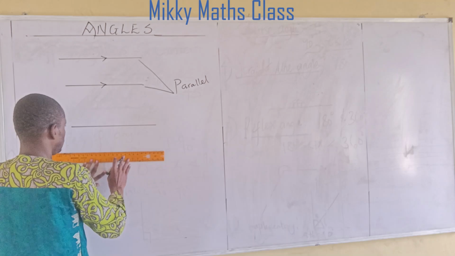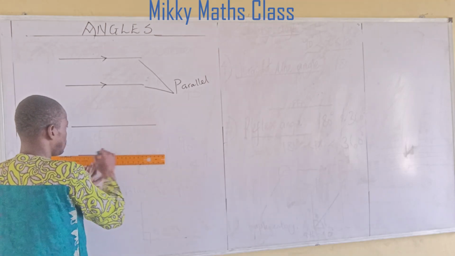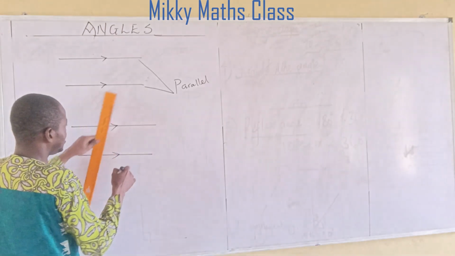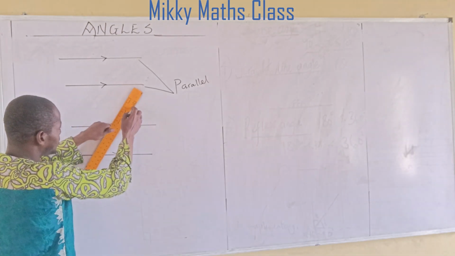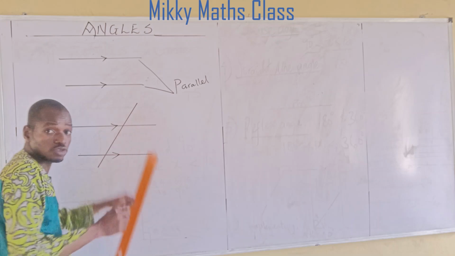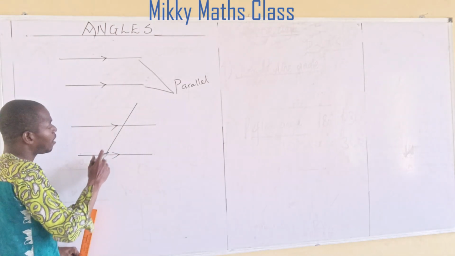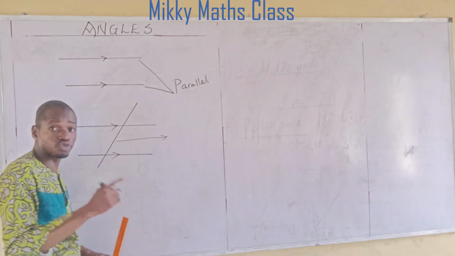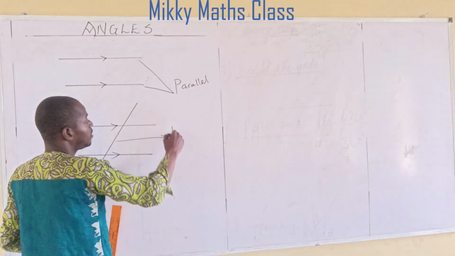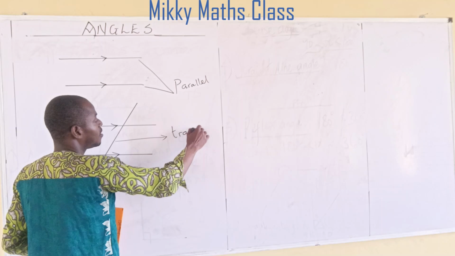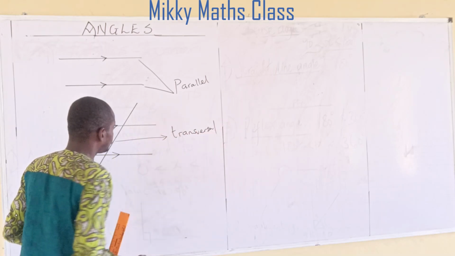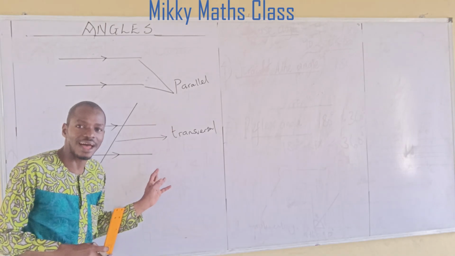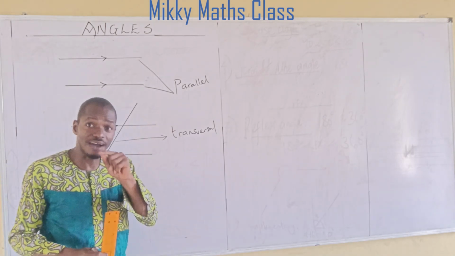Now, another thing, if I draw a straight line across the parallel lines, for example, these two parallel lines, and I draw another line to cut the two of them. Now, this line I draw to cut the two of them is what we call the transversal. And when this transversal cuts these two parallel lines, angles are formed.